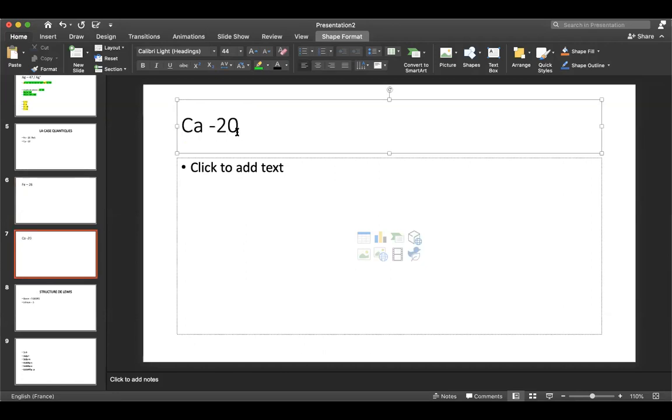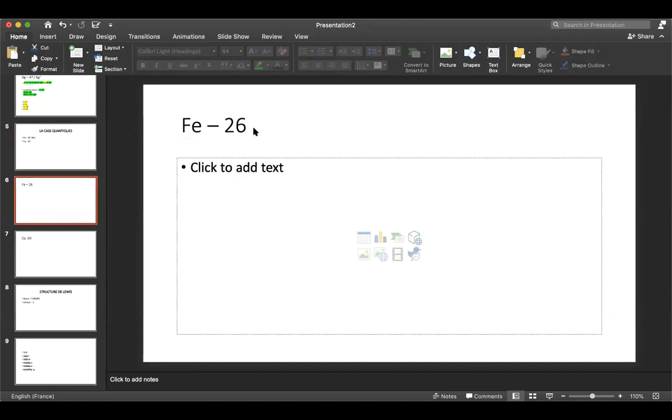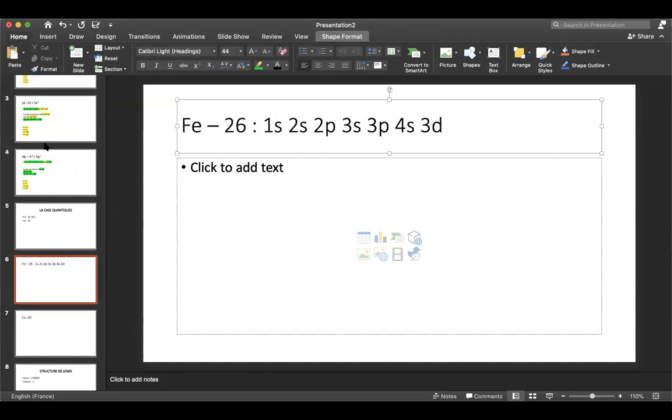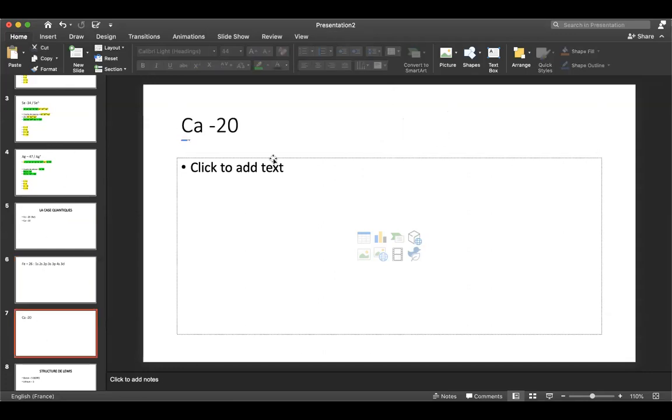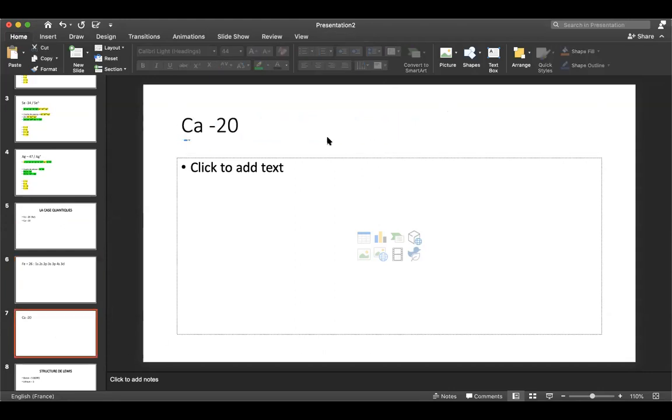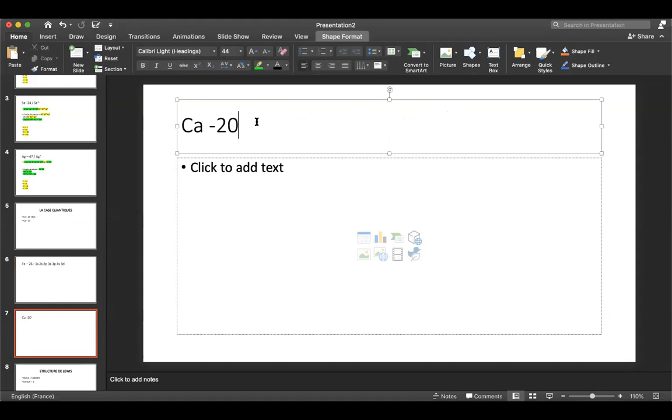Calcium is 20. So please, first the electron configuration for fer: 1s2 2s2 2p6 3s2 3p6 4s2 3d6. Is it okay? I said top 30. For top 20, we'll just copy and paste. So this is what you'll be calling diagramme énergétique, case quantique.